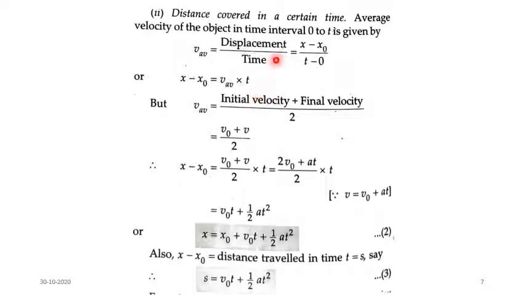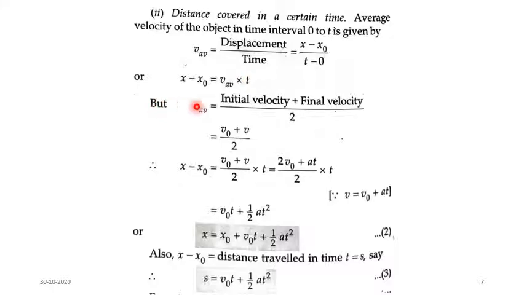Velocity is displacement by time taken. So this is x minus x0 divided by t minus 0. Displacement is the distance between your final position and your initial position. Now t minus 0 is t. I can send this t here. So x minus x0 can be written as v average times t.